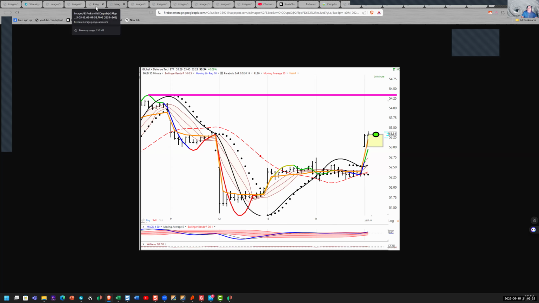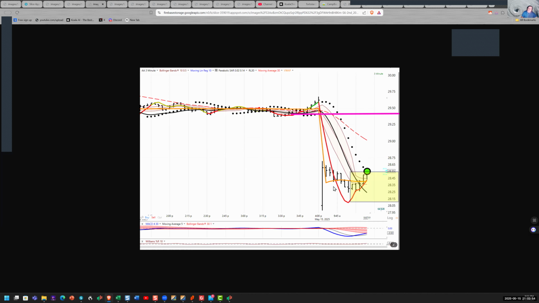This one is Alcoa. This was kind of the same thing. Huge gap down. This one was kind of a wild ride this morning.